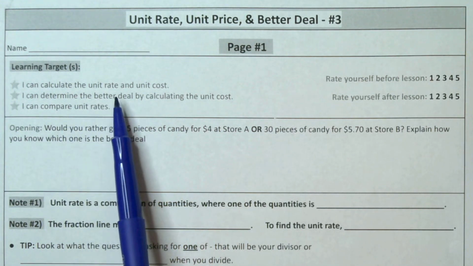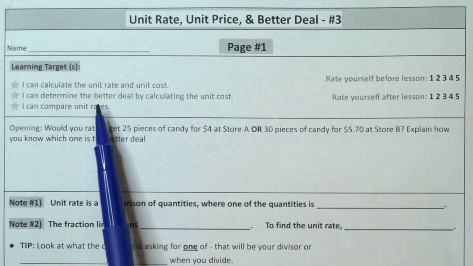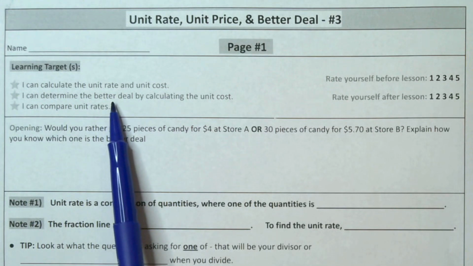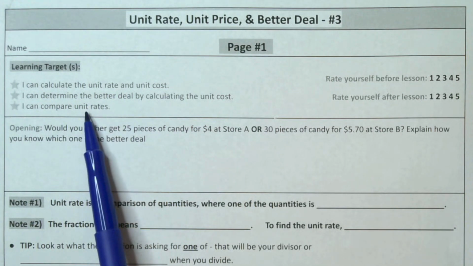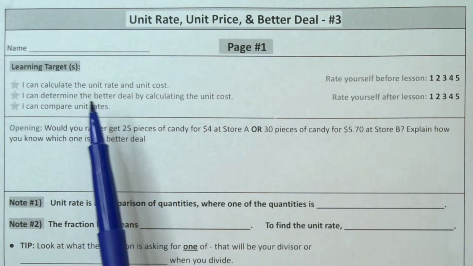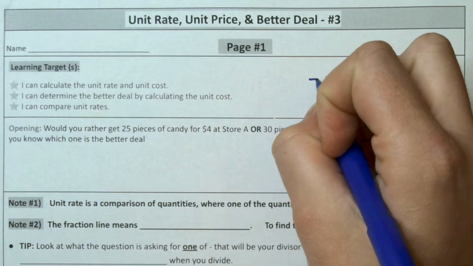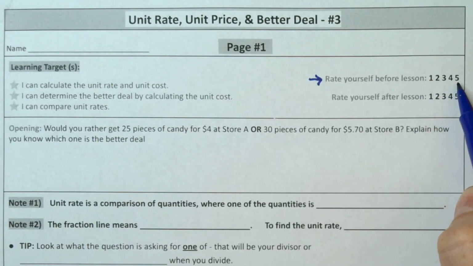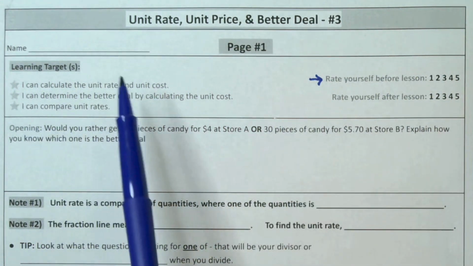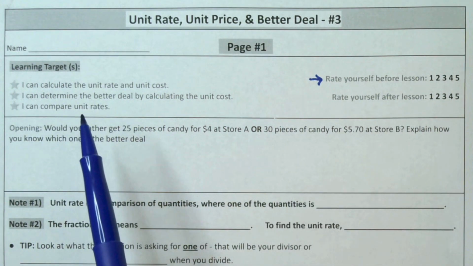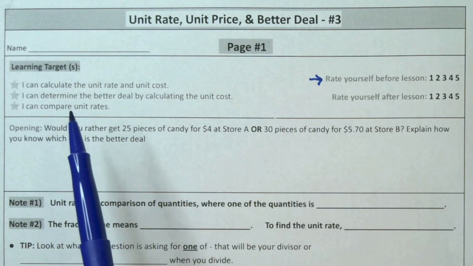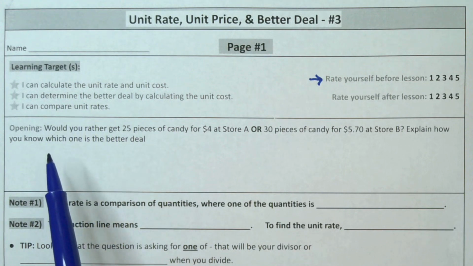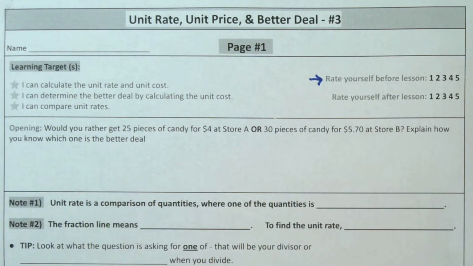I can calculate unit rate and unit cost. I can determine the better deal by calculating the unit cost, and I can compare unit rates. Go ahead and rate yourself before we get started. 1 being the lowest, 5 being the highest and the most confident. How do you feel about these topics before we start? Once you've rated yourself, I want you to complete the opening problem, pause the video, come back once you're done.